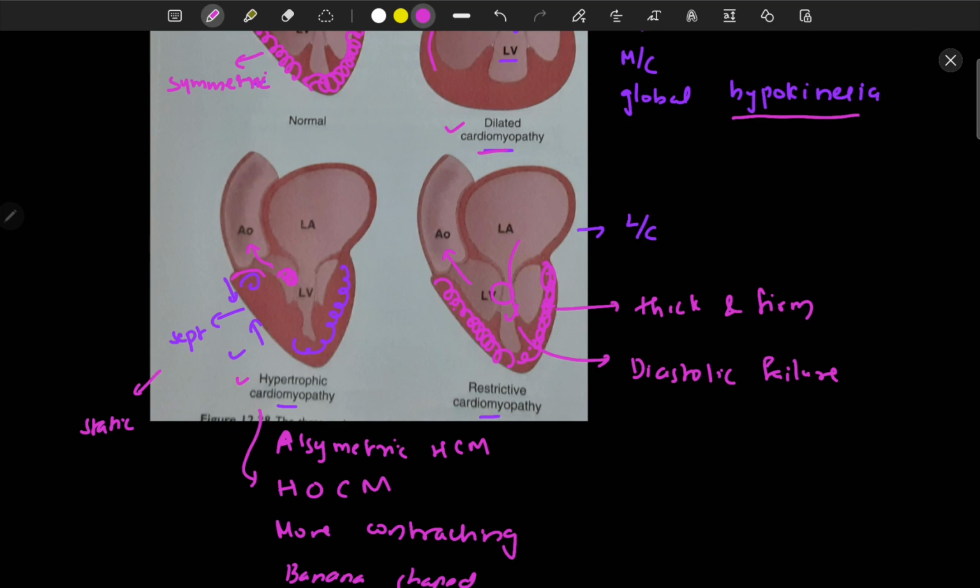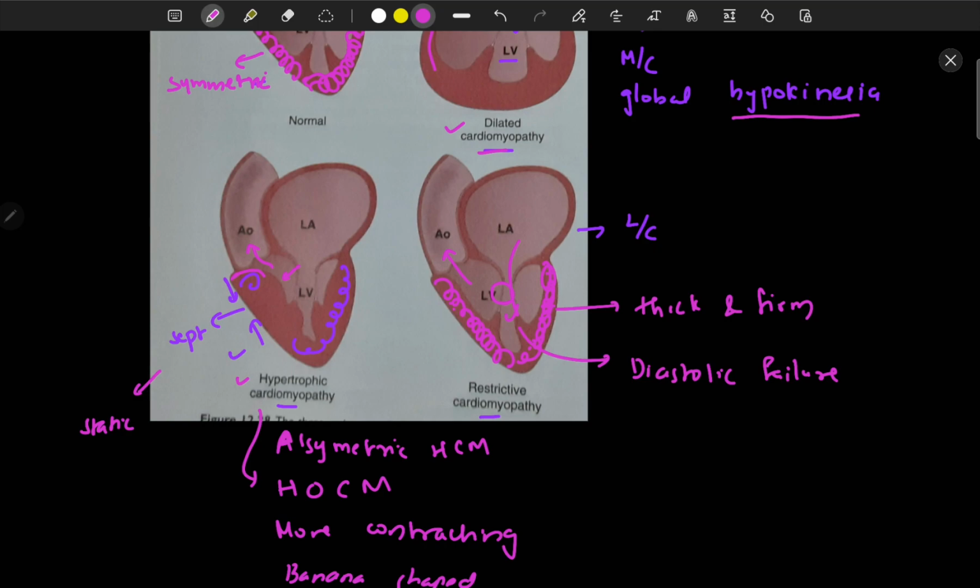It is a dynamic obstruction of the left ventricle because during ventricular systole the anterior mitral leaflet actually moves towards the ventricular septum, and there is a dynamic obstruction to the left ventricular outflow.